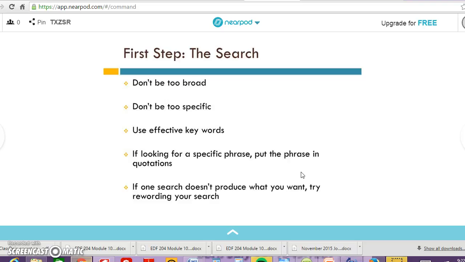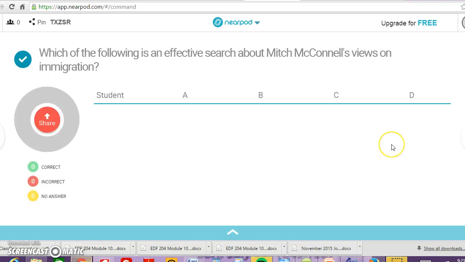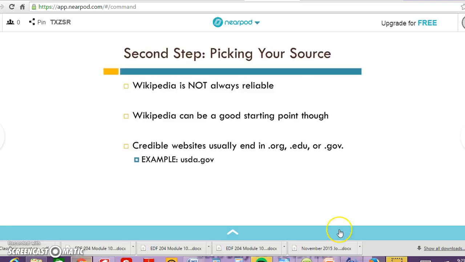And if you're going to look for a specific phrase, try to put that phrase in quotations so that phrase will pop up in whatever search you get. If one search doesn't produce what you want, try rewording your search. Usually it'll work. Don't give up too soon. So, here comes our next question. Which of the following is an effective search about Mitch McConnell's views on immigration? The correct answer was Mitch McConnell, immigration. Sorry that it didn't pop up on the screen.